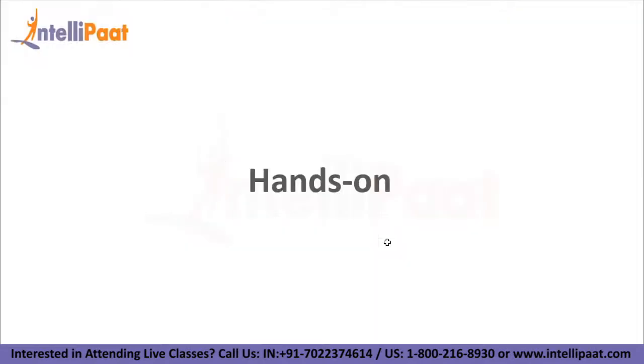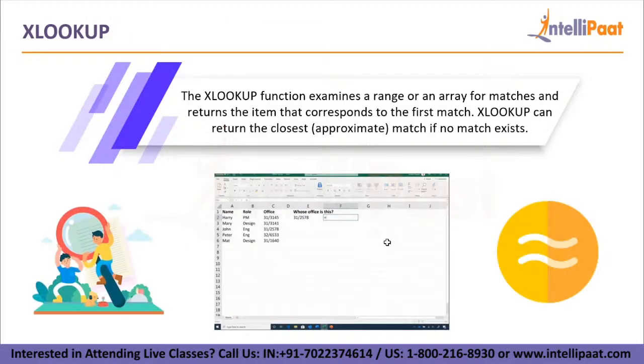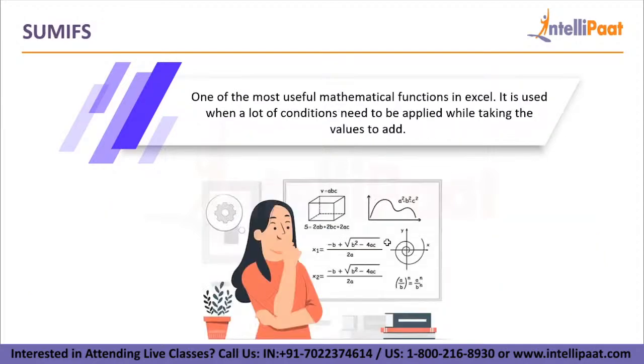So hands-on is done. We'll now see XLOOKUP. The XLOOKUP function examines a range or an array for matches and returns the item that corresponds to the first match. XLOOKUP can return the closest or an approximate match if no match exists. The thing with XLOOKUP is that it won't work with earlier versions of Excel. As it is a newly added function, it will show an error if you try to make it work with older versions of Excel. With that, let's move on to our next formula, that is SUMIFS.